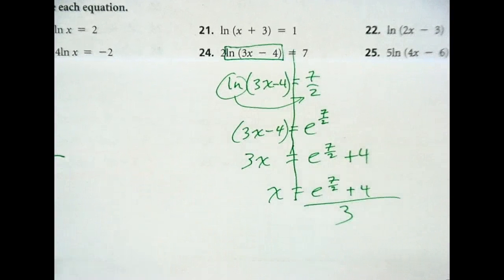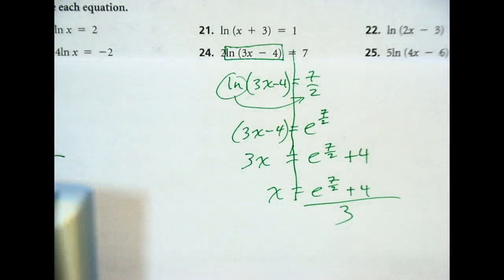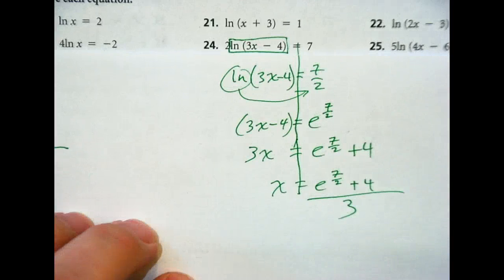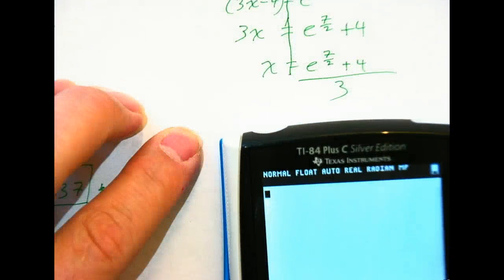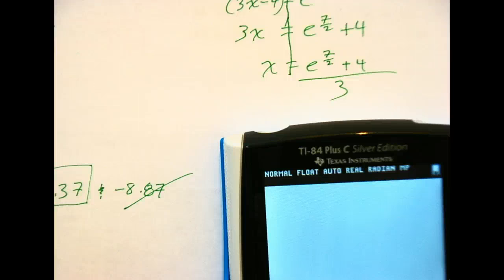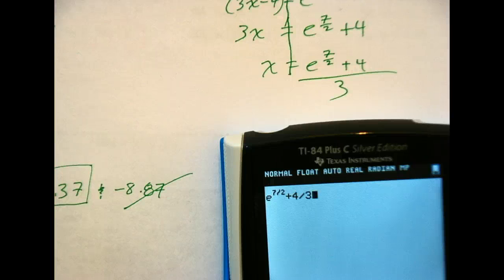Now when you're putting that into your calculator, be careful. If you're going to put that whole top piece into your calculator, the e to the 7/2 plus 4, make sure that you don't put it in like this. Because right there you're saying e to the 7/2 plus 4/3. You're only dividing the 4 by 3, whereas you want to divide that whole numerator by 3.